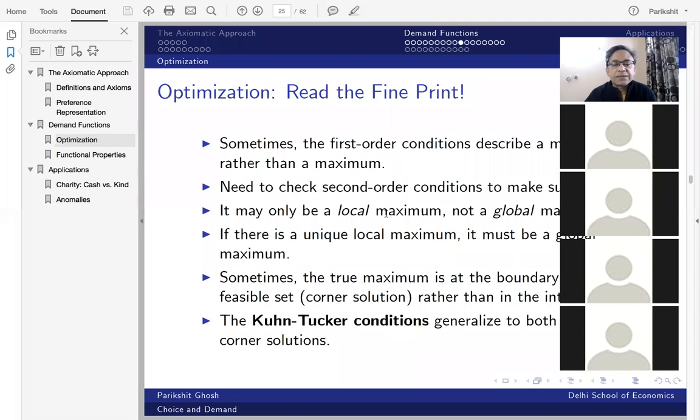That's one thing. The second thing is that in some problems, it may be a local maximum, not a global maximum. Again, going back to the simple case of a one variable function, it can have multiple peaks. So if I've identified a peak using the condition first derivative is 0, it may not be the global maximum.